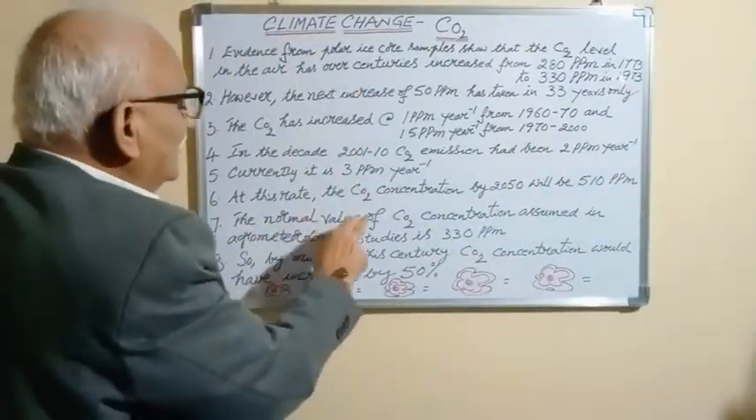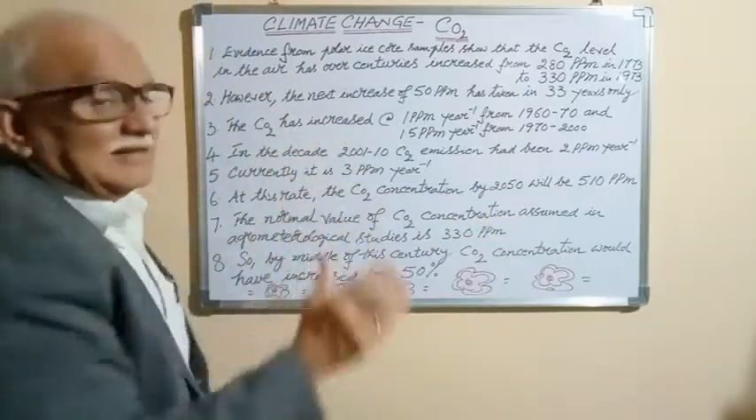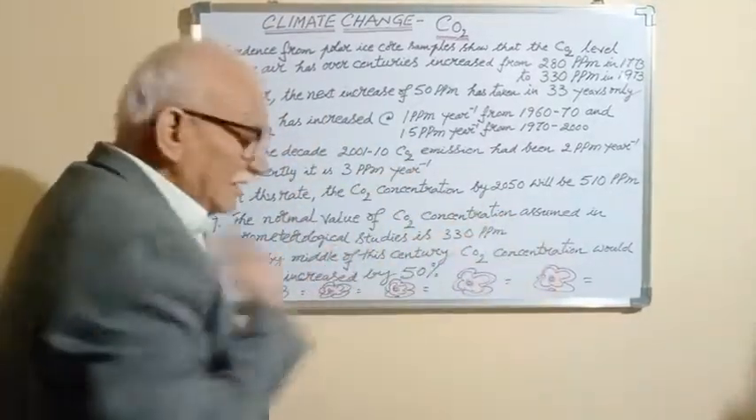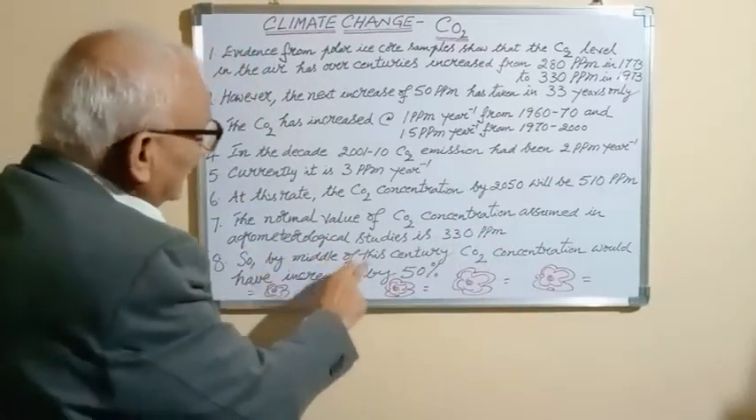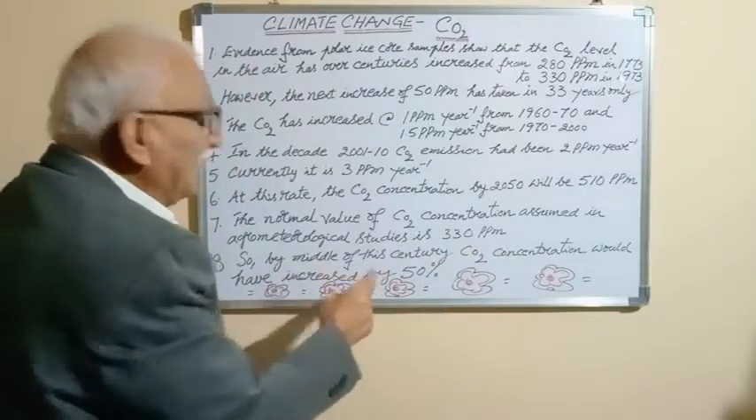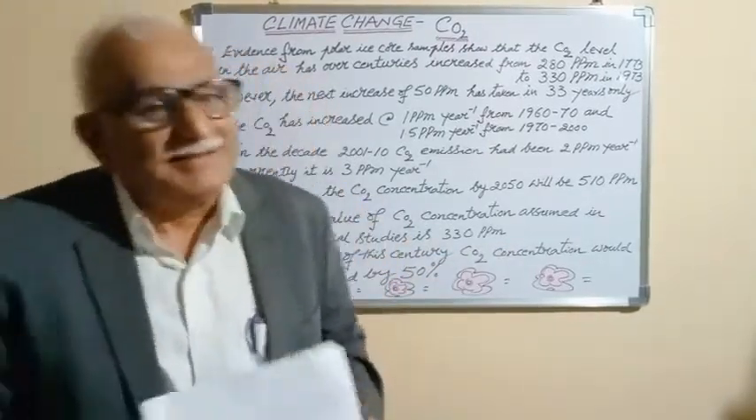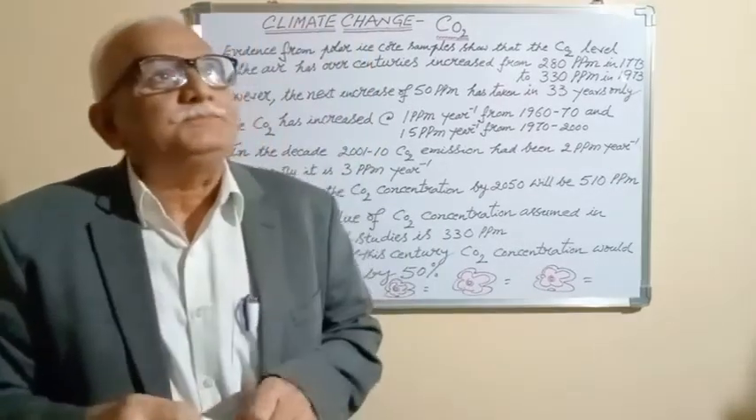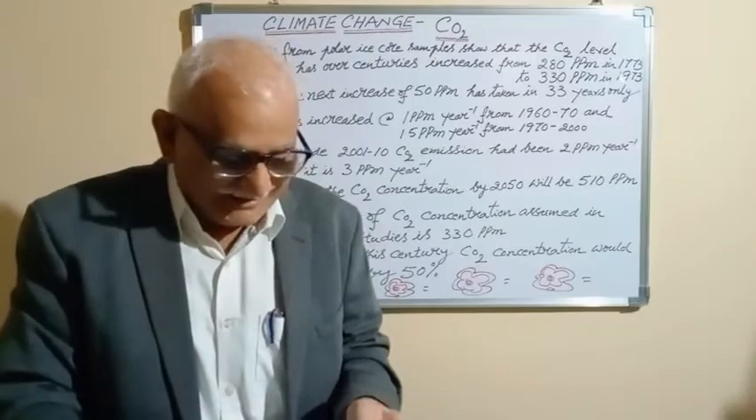The normal value of CO2 concentration assumed in agricultural meteorological studies so far is 330 ppm, which we agrometeorologists take. So, by the middle of this century, CO2 concentration would have increased by 50%.